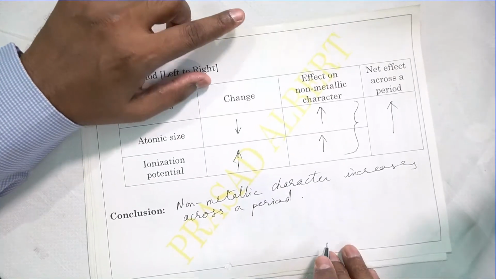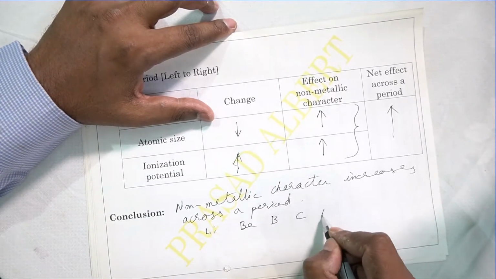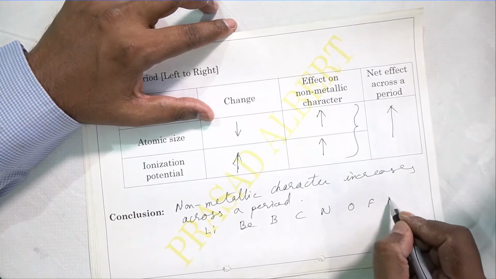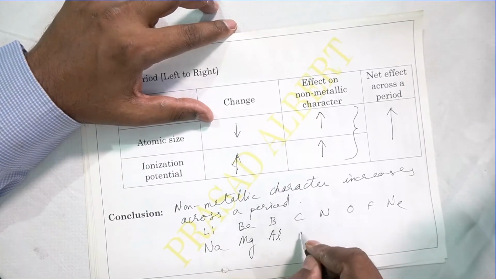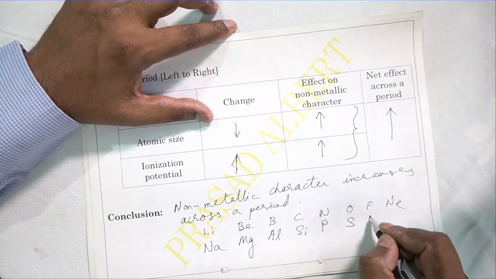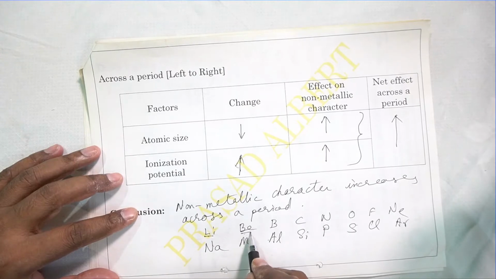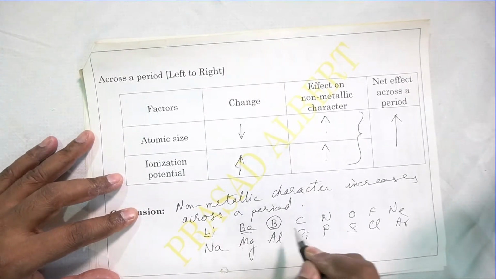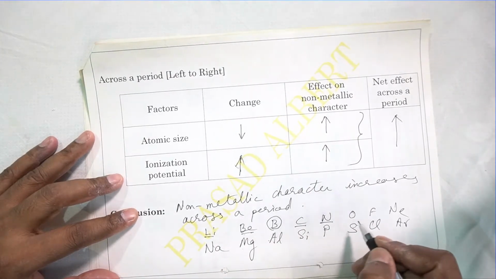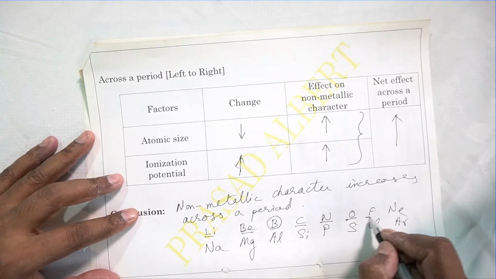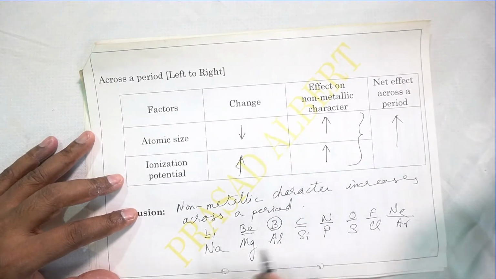Example, for the same period we can take the second period. We have lithium, beryllium, boron, carbon, nitrogen, oxygen, fluorine and neon. And the third period we have sodium, magnesium, aluminium, silicon, phosphorus, sulfur, chlorine and argon. We know that lithium is a strong metal, beryllium also has metallic character, boron is a metalloid and carbon is a non-metal. See, the non-metallic character is increasing gradually. Nitrogen is a strong non-metal, oxygen is a very strong non-metal, fluorine is a very strong non-metal, and then comes the noble gas. So the non-metallic character is increasing from left to right.